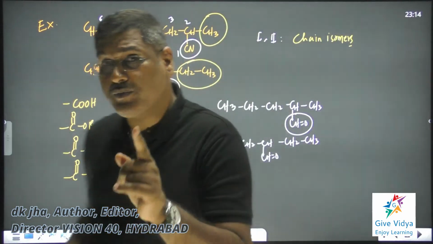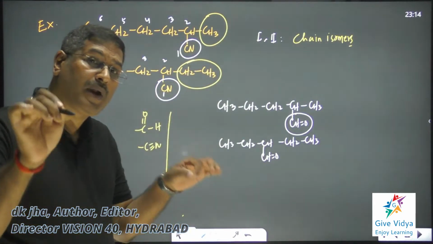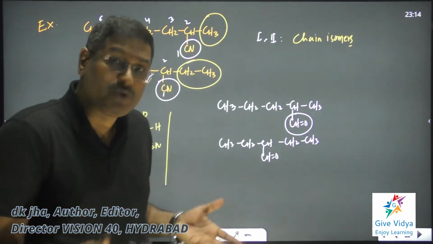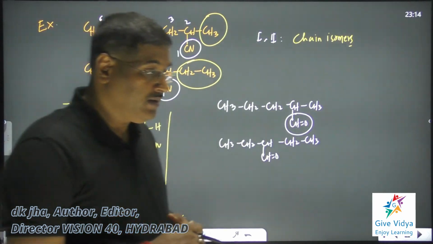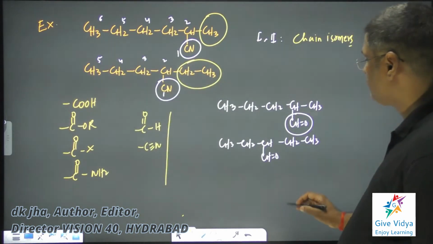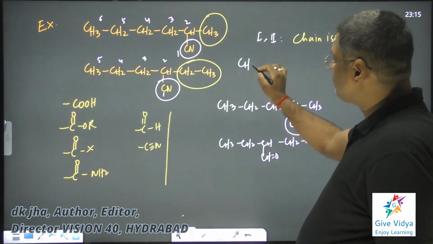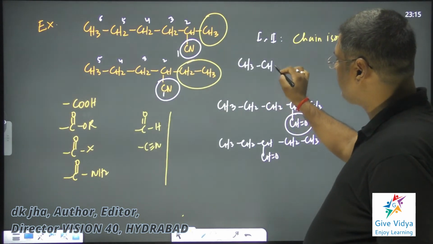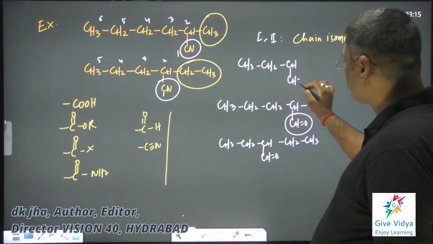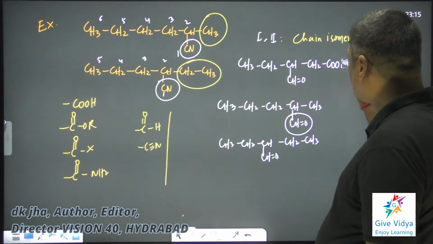Again, don't misinterpret my statement. I said when these groups are the prime functional group, that time you cannot change to get position isomers. You can change. For example, I am giving one example. Take this example: CH3, CH2, CH, CHO, CH2, COOH. Now you see this one.